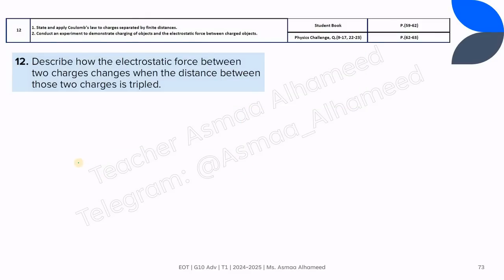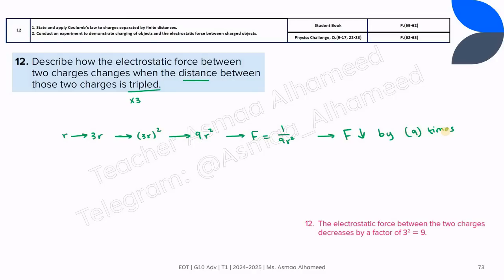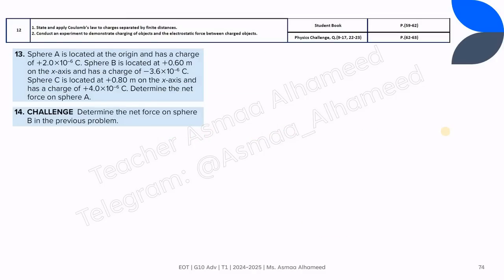Let's see this question. Describe how the electrostatic force between two charges changes when the distance between them is increased 3 times. Tripled means you multiplied by 3. So instead of r, now we have 3r. Now 3r squared is 9r squared, and then you put it in the equation. F is equal to 1 over 9r squared. It means that F decreased by 9 times. This is the answer. Next question.